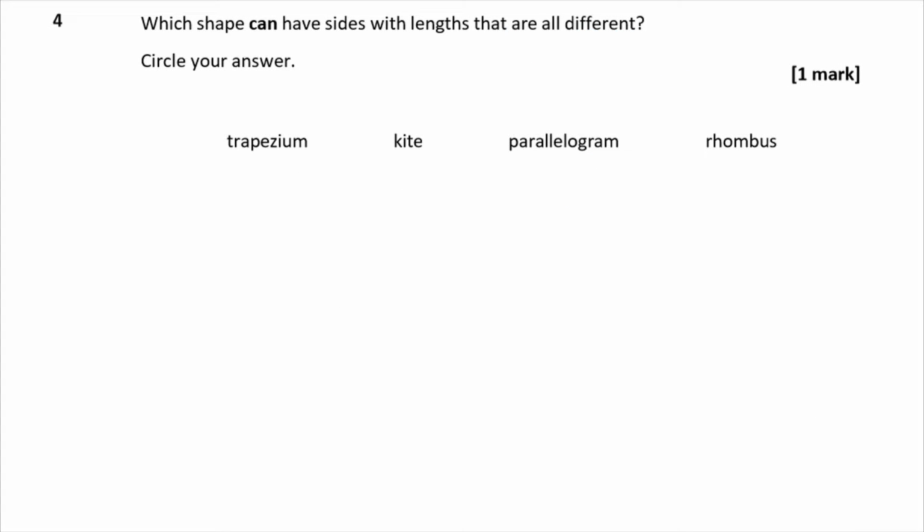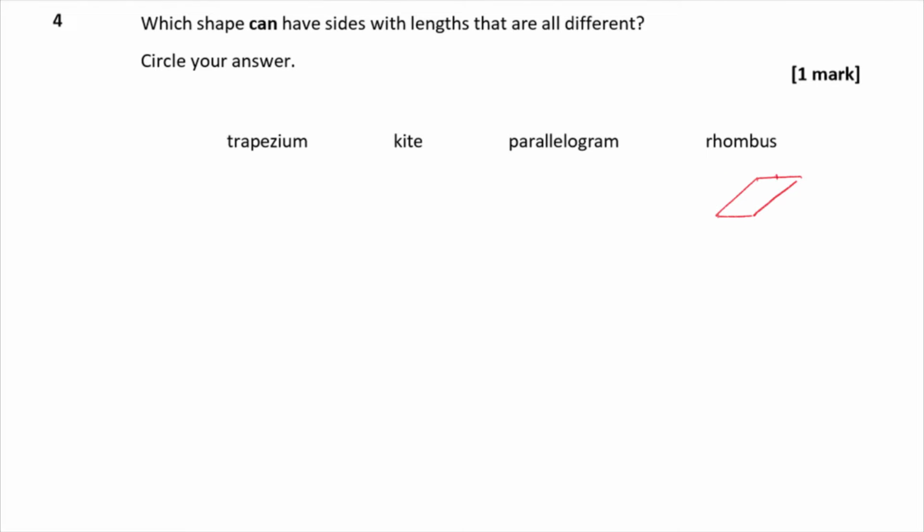Question 4. Which shape can have sides with lengths that are all different? Circle your answer. Okay, well, I'm going to do the obvious ones that it isn't first, I think. Now, a rhombus is like a pushed over square, isn't it? So if you get a square and then you push it over, you're going to get a rhombus. Okay, so a rhombus looks like that.